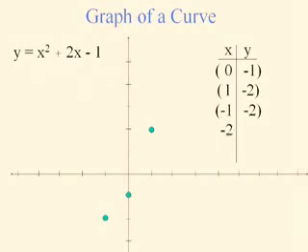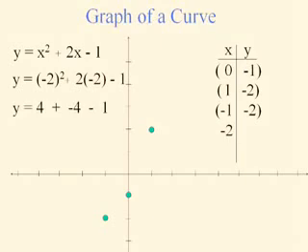Let's put in negative 2. Negative 2 squared is positive 4. And a negative 4 and a negative 1. It's coming back up. In that case, y is negative 1. So I go back 2 and down 1.